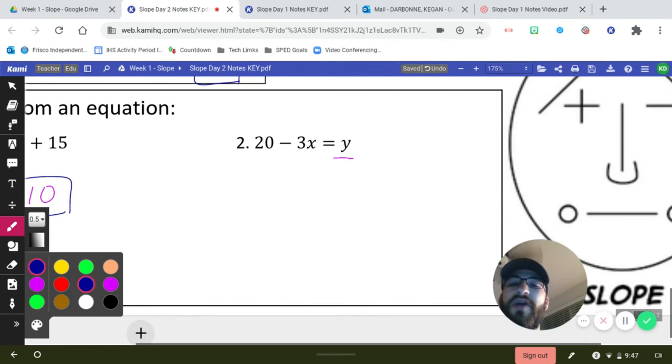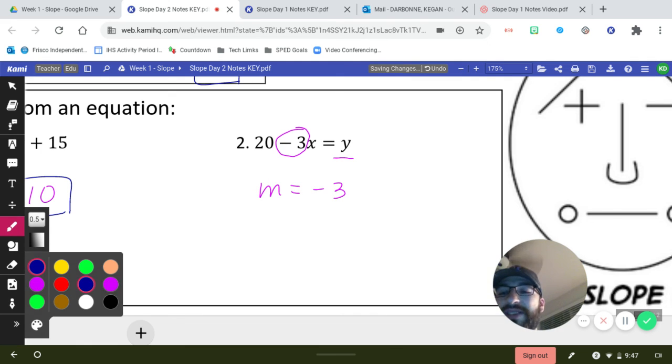Okay. Number 2, we have 20 minus 3x is equal to y. So this one's a little wonky because everything's moved around, but we still have our y by itself. We still have a number in front of x. Once again, this one can be tricky because you're like, well, it's backwards. Is it negative? Is it positive? Remember, the sign goes with the number to the right. So it is negative 3. So our slope would be equal to negative 3. So that one is a bit tricky, okay, but still not too bad.